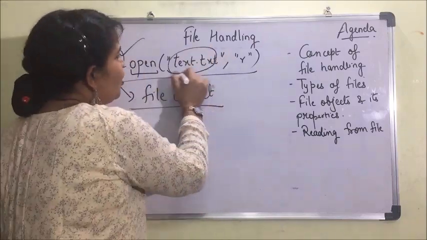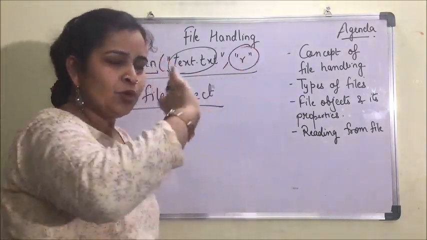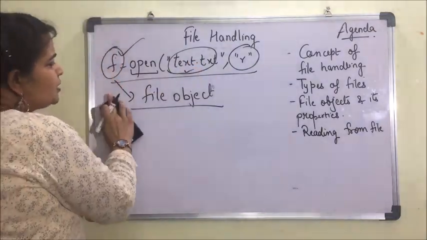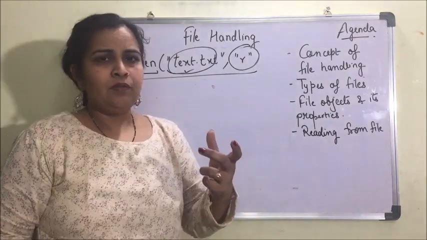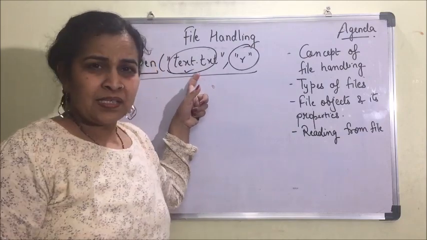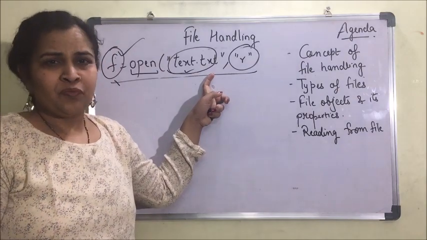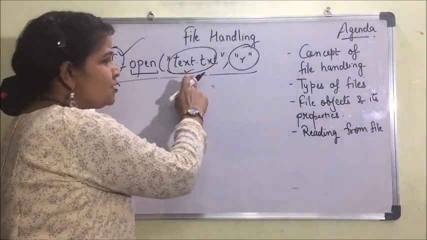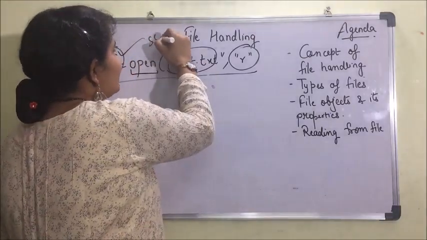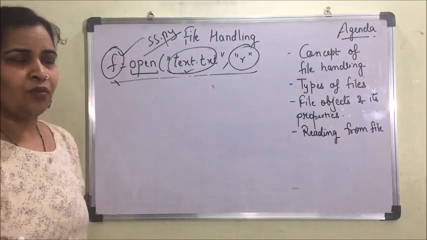This is the name of the file which is to be opened, and this is the mode. Modes I will explain later. Now the name of the file: suppose there is a folder in which your program is kept. In the same folder, if this file exists, then you don't have to write the path of the file. And if it does not exist in the folder where this program, suppose ss.py, exists, in that case you have to write the location of the file.